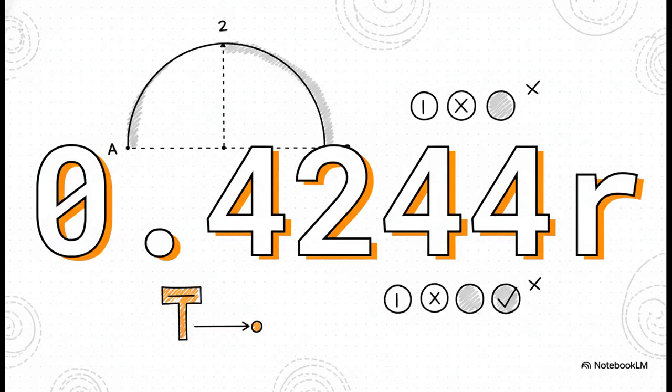And hey, speaking of that semicircle formula, you might want to make a special note of this number, 0.4244r. That's what 4 divided by 3 pi works out to. I'm telling you, this exact decimal shows up all the time in MCQ options, and if you can recognize it instantly, you can save yourself a calculation.